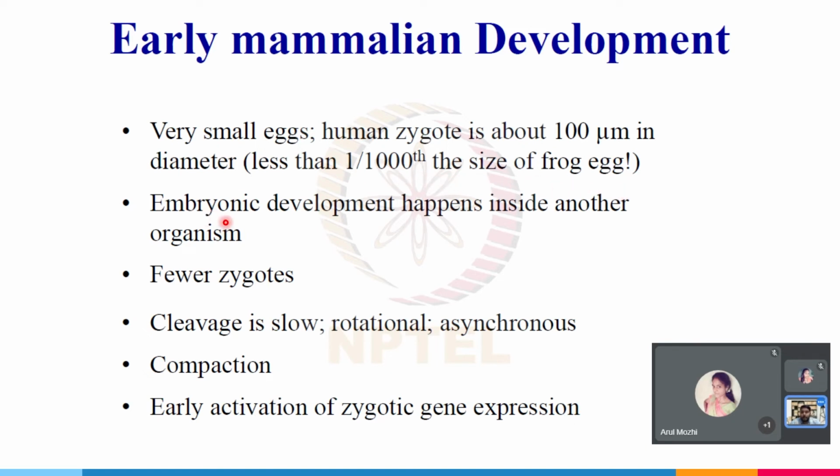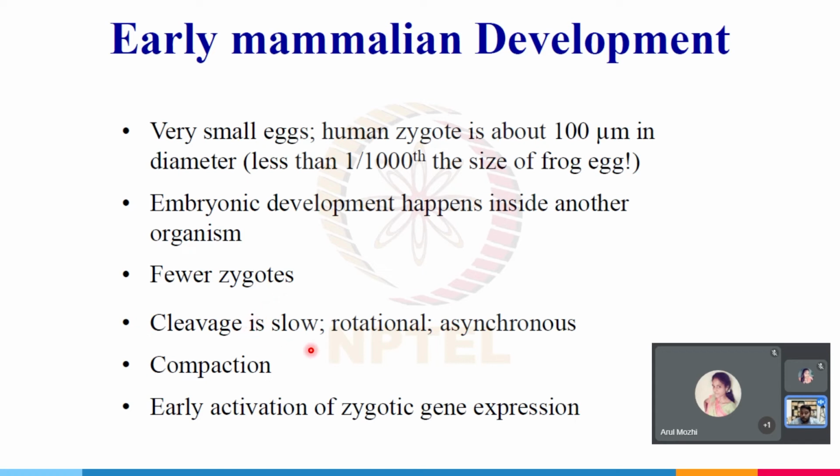Next, the embryonic development happens entirely inside another organism, that is the mother, and thus the embryo is surrounded by the mother's tissues, so obviously we cannot look at the egg directly and watch it developing. In comparison to other organisms such as the frog, where the embryos develop outside the mother, there are very few zygotes present, so we have fewer opportunities to study.